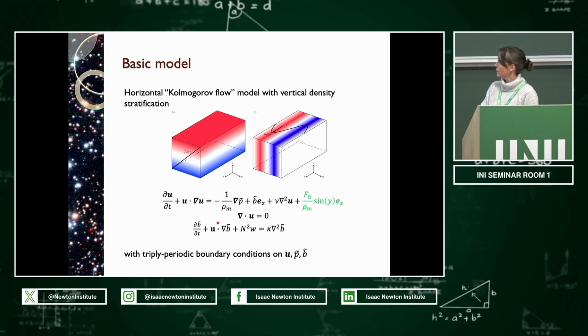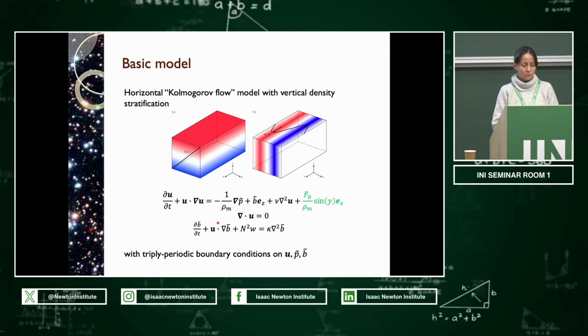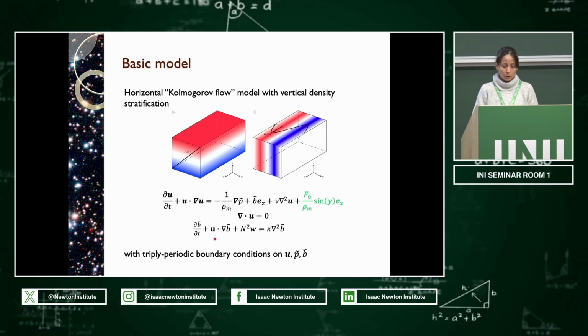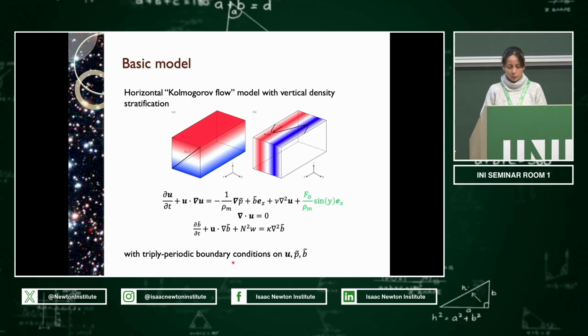Now I'm splitting the buoyancy field into the background buoyancy gradient, which is N squared in here, the buoyancy frequency squared, as well as the fluctuation b tilde. So this is the equation for the fluctuations to the buoyancy field. And we're going to use this triply periodic system for the velocity field, pressure, and buoyancy fluctuations.